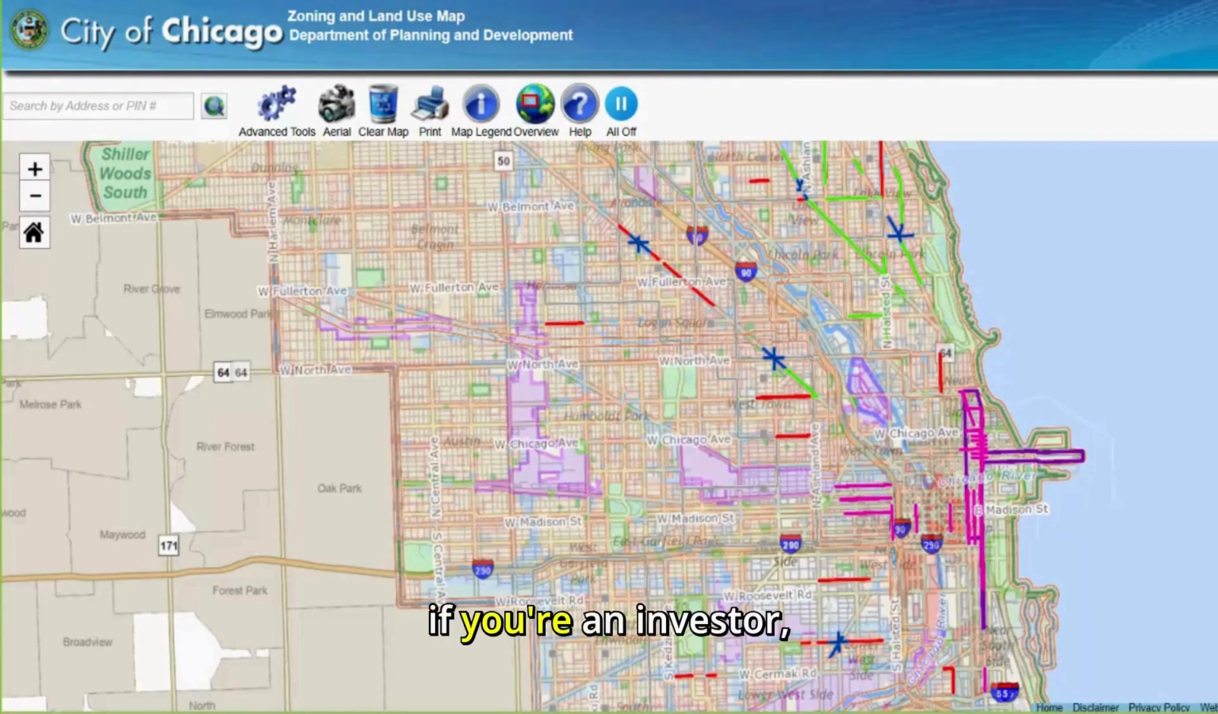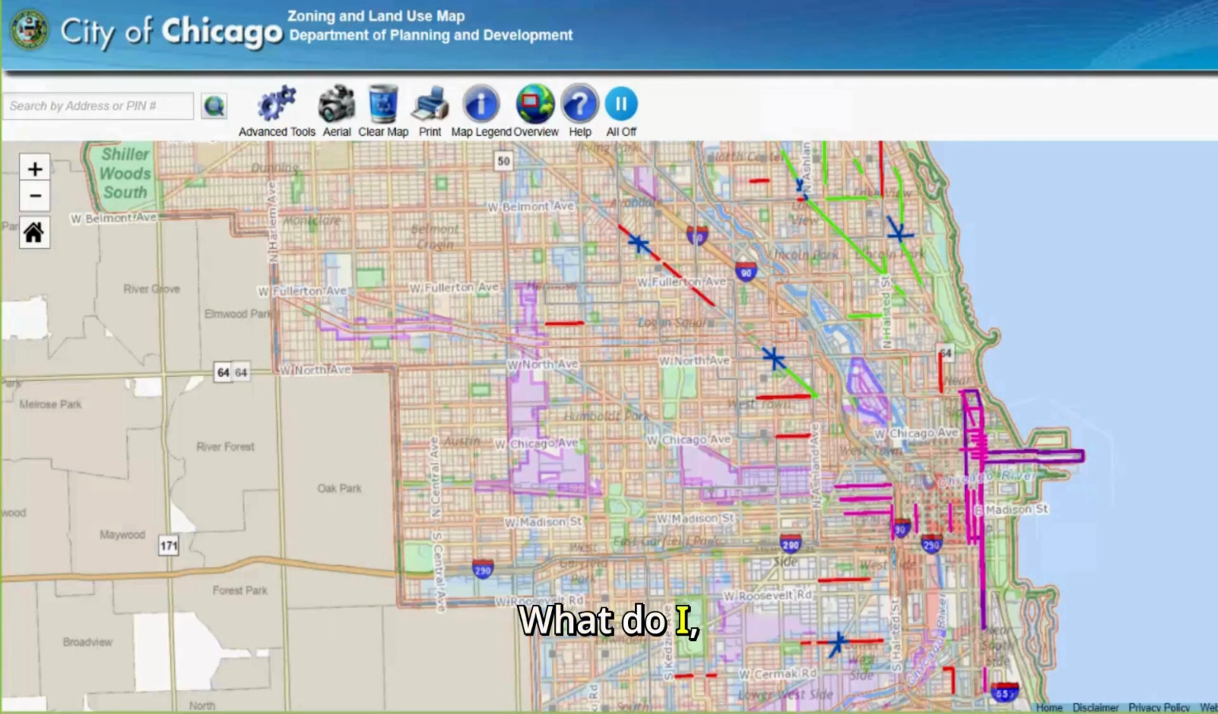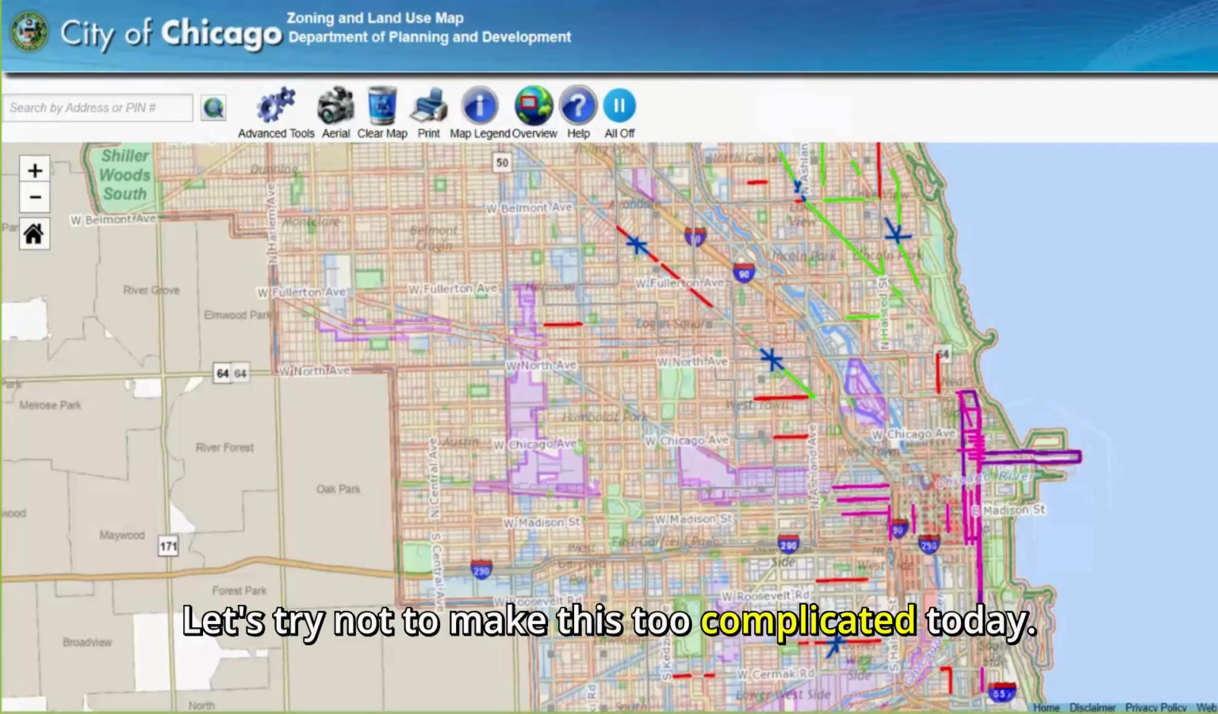Either way, if you're an investor, if you're a homeowner in Chicago and you want to understand, hey, what do I do with the zoning map? Why is this beneficial? Today is the overview of zoning maps. Let's try not to make this too complicated today.